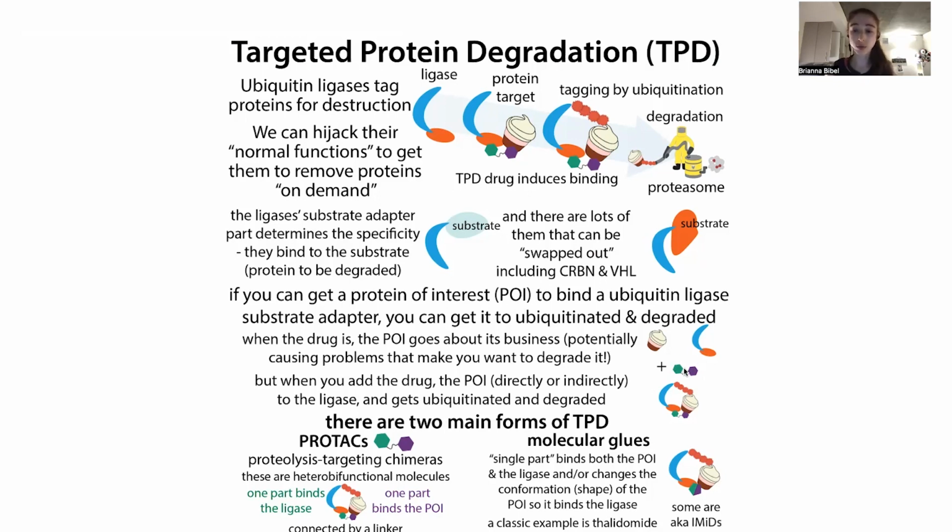Now we're going to add some sort of drug. This can be a PROTAC or a molecular glue. This drug is then going to cause that molecule to be bound by the ubiquitin ligase. And once it's bound by the ligase, it's hopefully going to get ubiquitinated. And then once it's got that ubiquitin tag, it can get targeted to the proteasome and get degraded. So there are basically two main strategies to go about this in terms of the actual drugs. One is a PROTAC and one is a molecular glue.